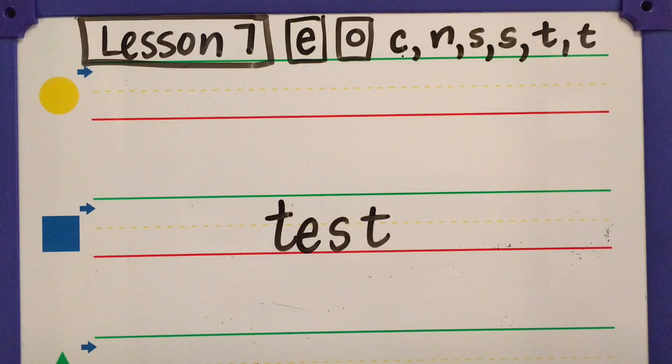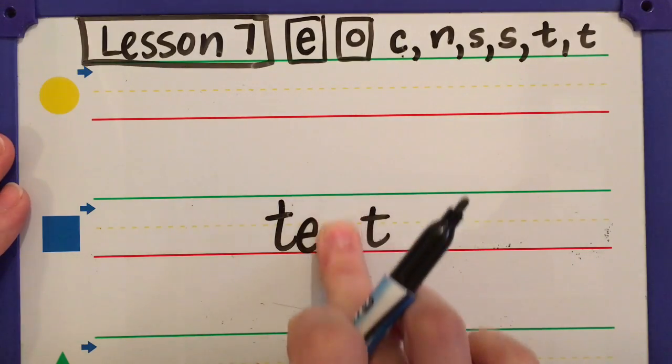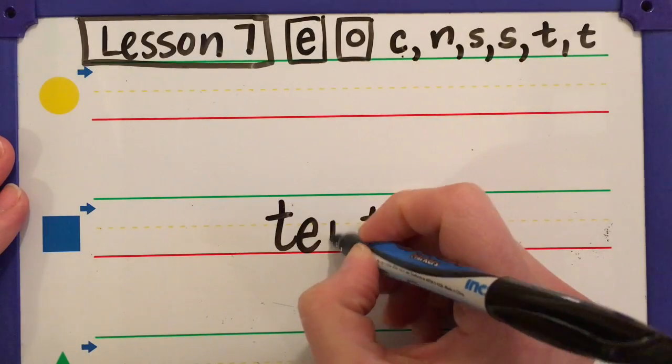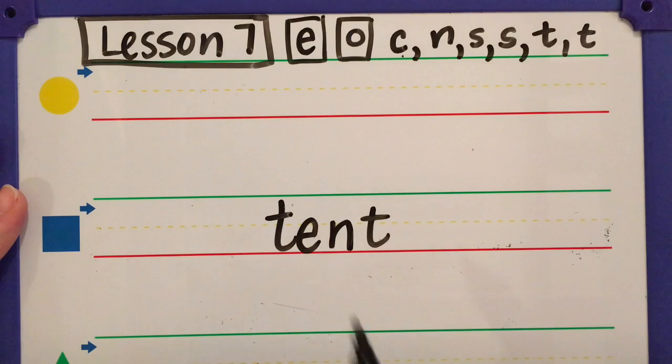T-E-S-T. Our next word will also be changing just one letter. We'll be making the word tent. Tent. I'm erasing the S and adding an N. T-E-N-T. Tent.